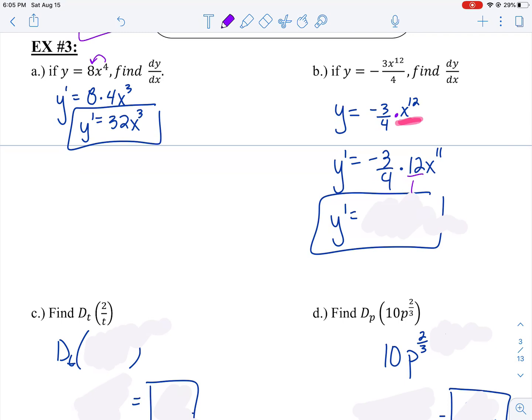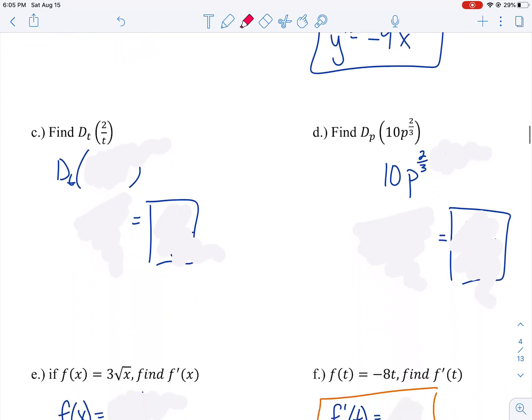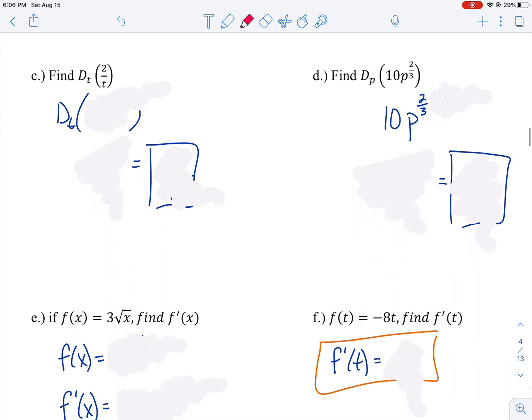Multiplying the tops with tops and bottoms with bottoms, I get negative 36 over 4, which can be reduced to negative 9x to the 11th. So the derivative of that problem would be negative 9x to the 11th, being able to recognize that really this negative 3 over 4 is just a coefficient that I can bring to the front. Okay?